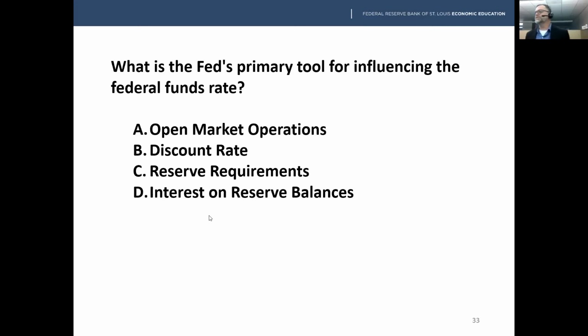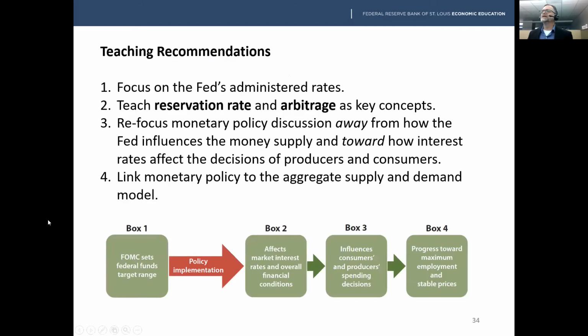All right, so there are the results. 100% of you said interest on reserve balances. In the pre-test, 35% said interest on reserve balances, and post-test 100%. So good job, you are exactly right. So let's talk a little bit about teaching.